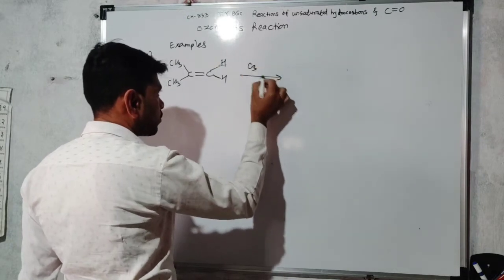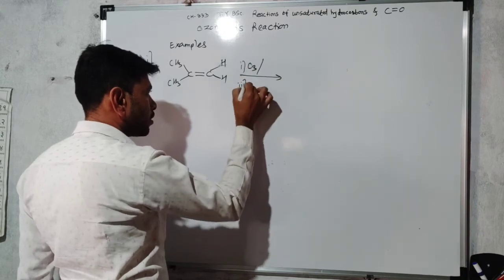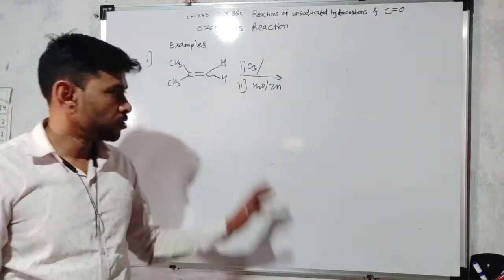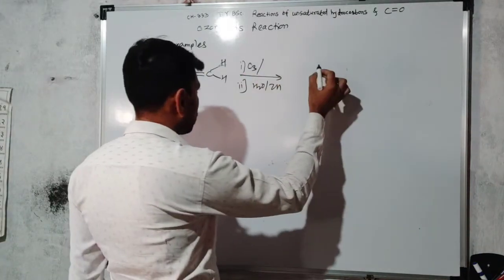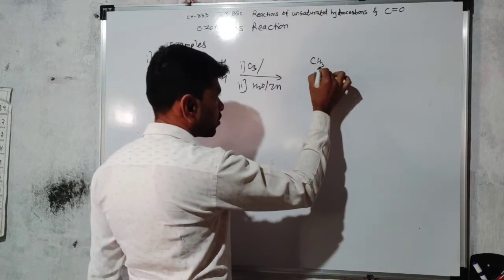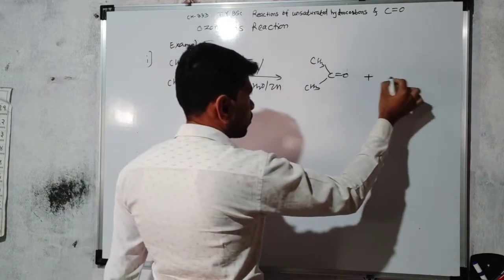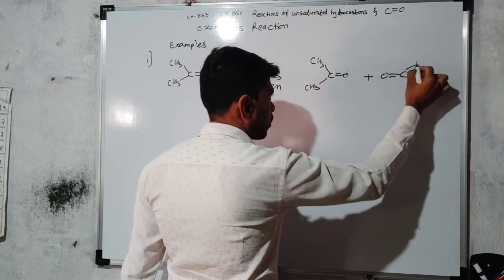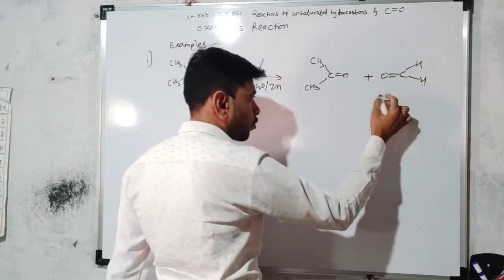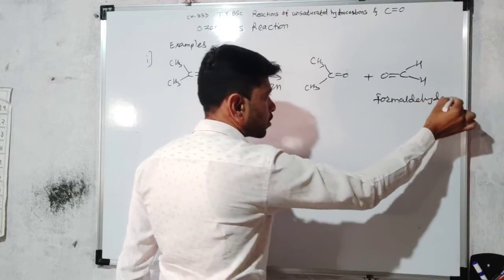Well, the first step is ozonolysis where monoozonide formation takes place. The second step is hydrolysis in presence of a reducing agent like zinc. So in the first step, ozonide formation, and finally the product obtained is CH3C double bond O CH3 plus C double bond OH. So here we obtain formaldehyde as one of the products.